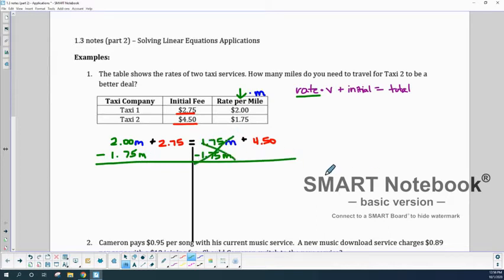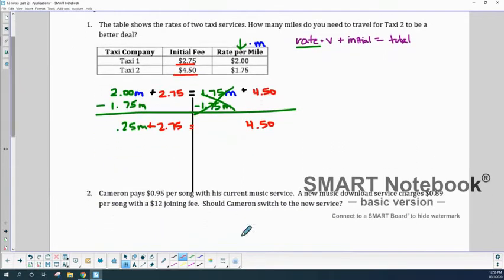So that's going to go away. And $2 minus $1.75 is just 25 cents or 0.25 m. And then we're going to keep this 275 here. And we're going to keep the 450.